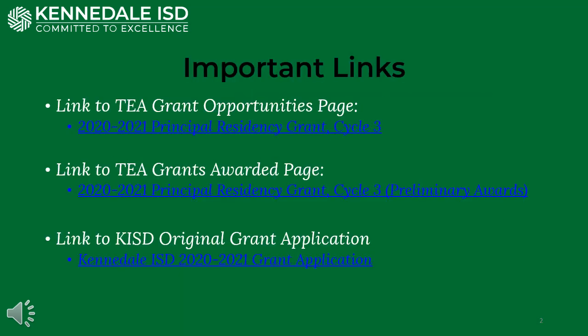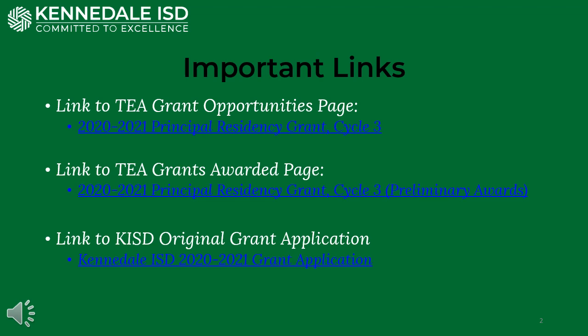In part 1, I shared some important links with you. I recommend that our district and campus leaders become familiar with the requirements of the grant and specifically attachments 2 and 3 of the Principal Residency Grant. Attachments 2 and 3 contain rubrics that must be used by the committee to design the program and to guide recruitment, application, and hiring processes. I will reference attachments 2 and 3 throughout this presentation.